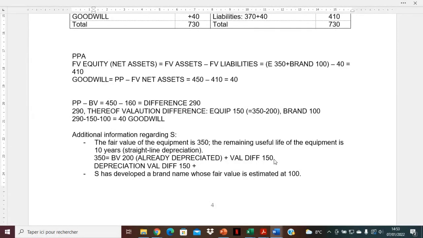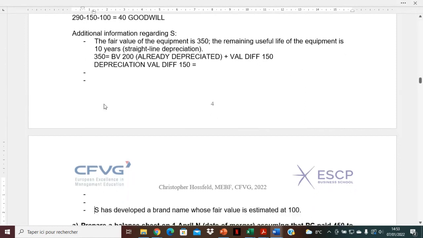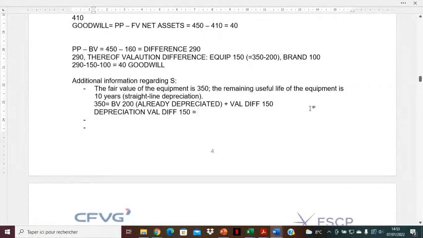And how much is the depreciation? Can you tell me? What is my depreciation for the valuation difference? Anyone? Hello, hello. You're still there? What is the depreciation of my valuation difference?